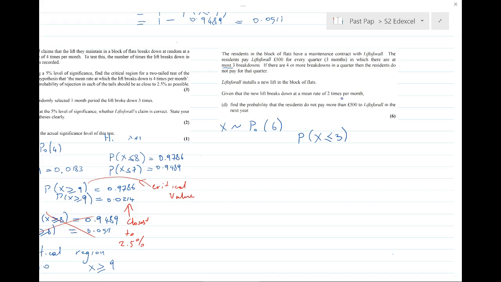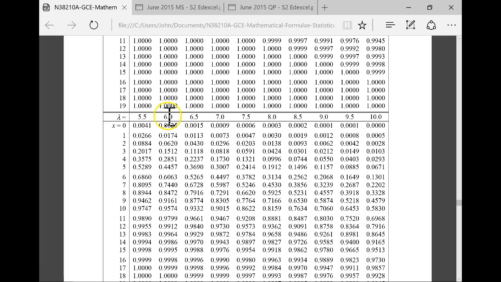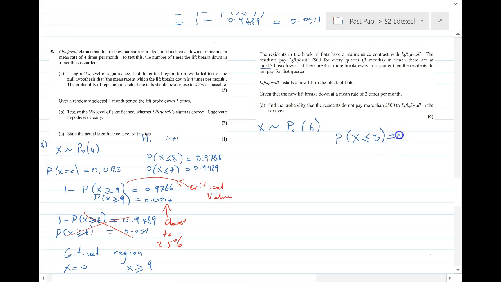And let's look at where that is in the Poisson tables. So looking carefully, do be careful as you look through the columns here. It's easy to look at the wrong numbers. So we've got 6 here, and 3 or fewer is 0.1512. So if that happens during a 3-month period, if there's 3 or fewer, then £500 will be paid.